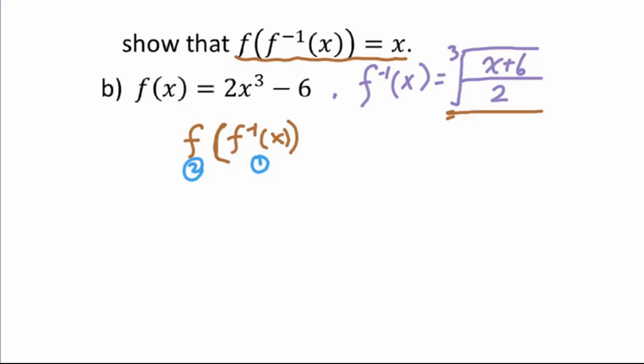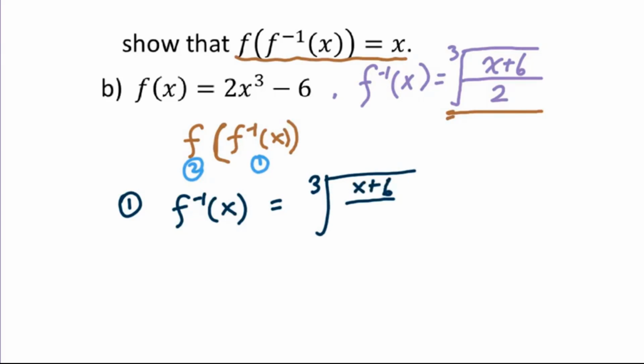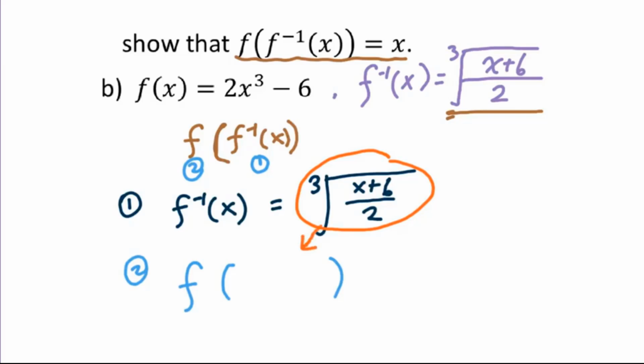So we have to use two steps. First step, do the inverse of f(x), that is the cubic root of (x plus 6) over 2. Then the second step, that is f of whatever you got for the inside, so let's put it into these parentheses. For f of the cubic root of (x plus 6) over 2, every single x in the f function has to change into the cubic root of (x plus 6) over 2.